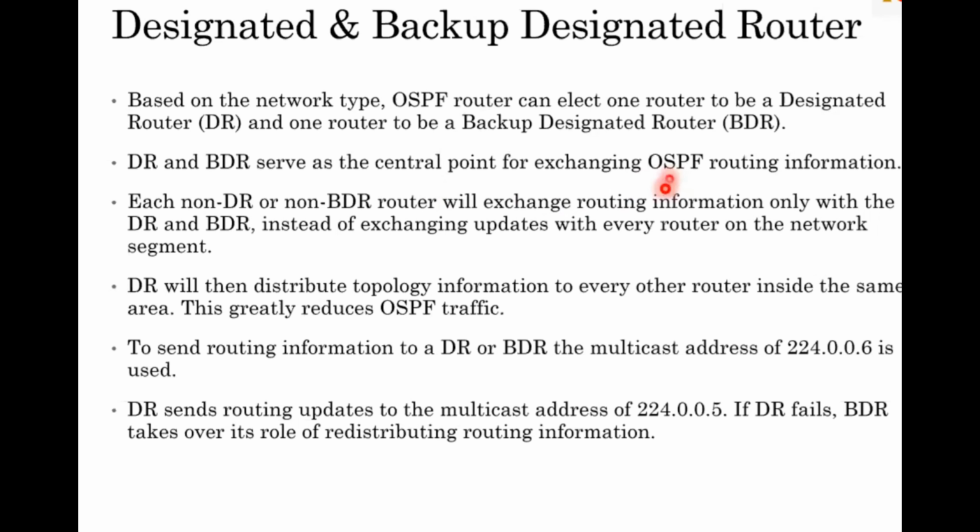All these DR and BDR routers communicate inside the OSPF environment with this multicast address called 224.0.0.6, or they update via 224.0.0.5. These two multicast addresses are actually reserved for OSPF internal communications.